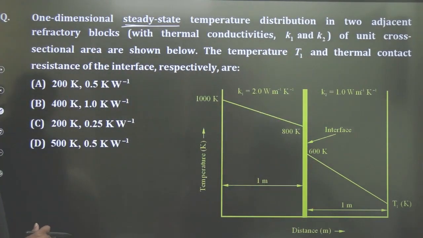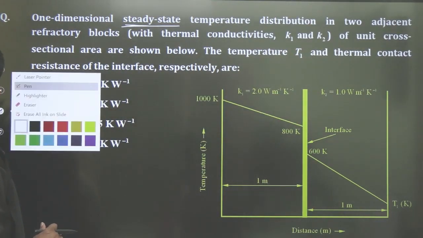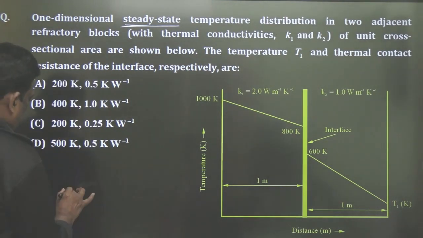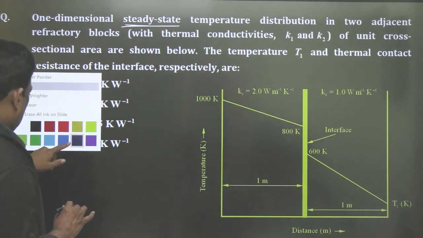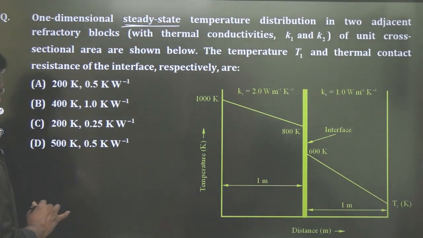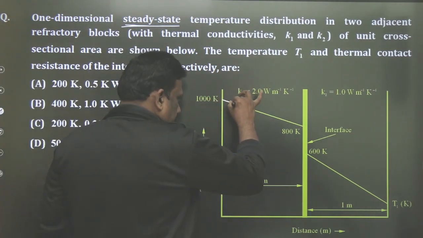You can clearly see, my dear students. Let me show you. A second, please. I will take this color. No, this is not good. So I will take white. No tension at all. This is the temperature profile.